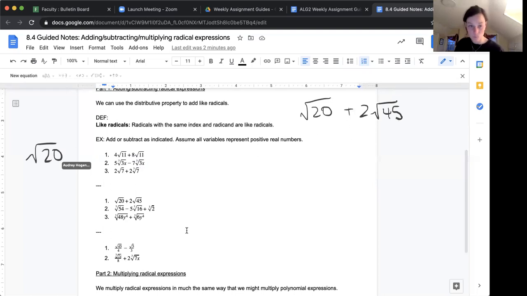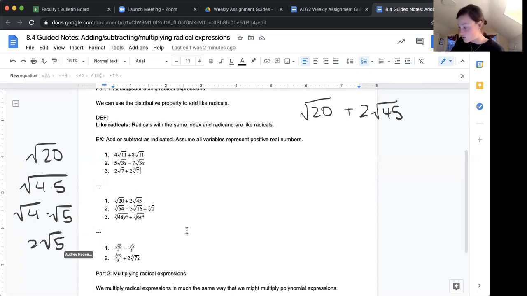The largest perfect square that multiplies into there would be 4. So I'm going to break up 20 into 4 times 5, which is square root of 4 times square root of 5, which is equal to 2 square root of 5. So I'm going to rewrite square root of 20 as 2 square root of 5.